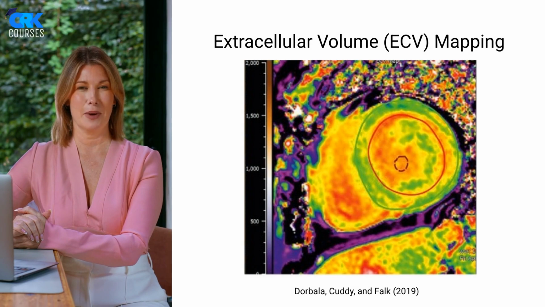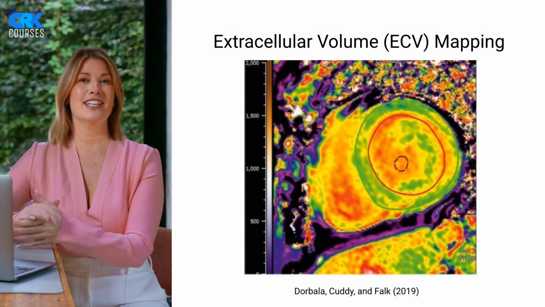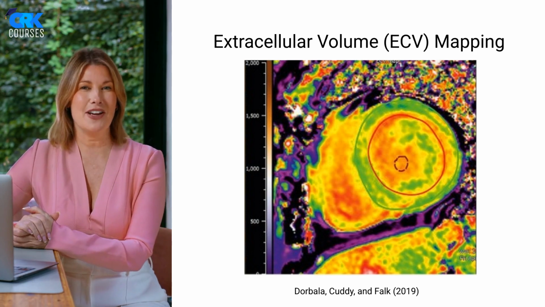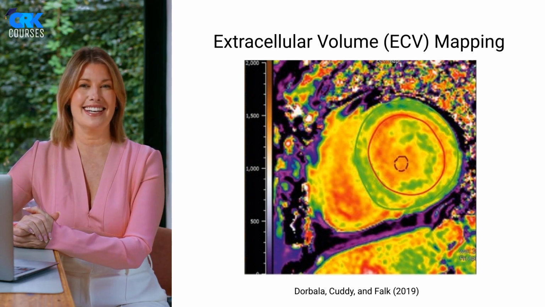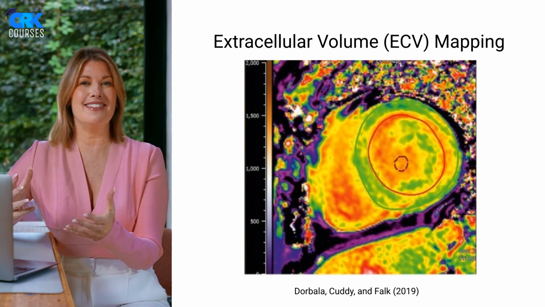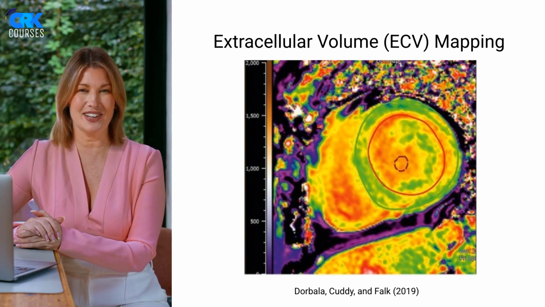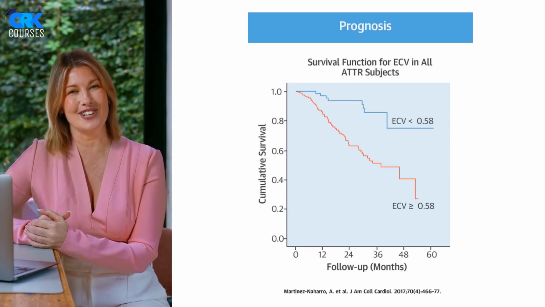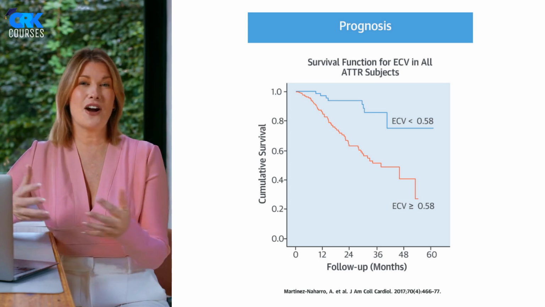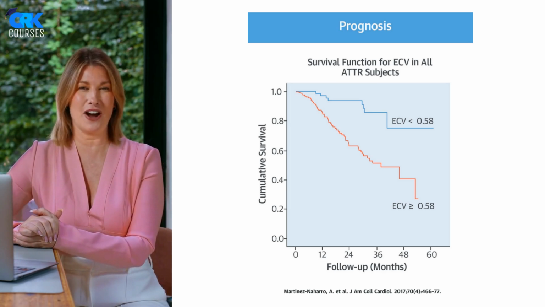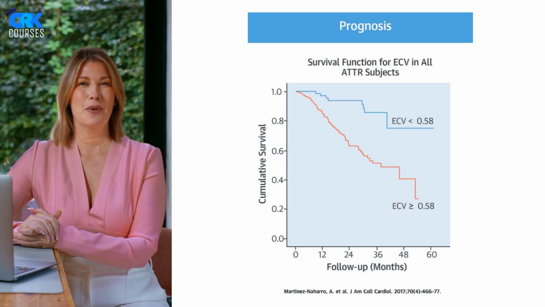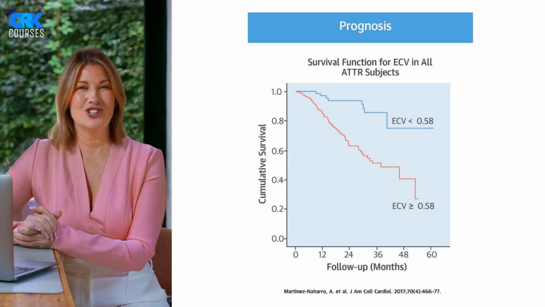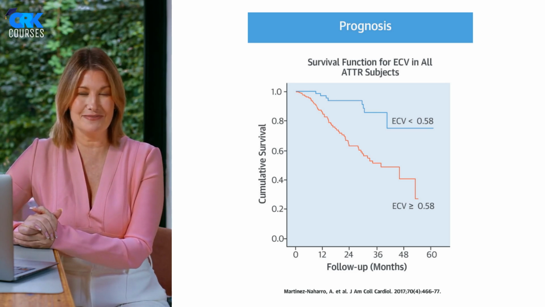Extracellular volume, ECV mapping. ECV, by contrast, is derived from pre- and post-contrast T1 values adjusted for hematocrit. It gives a direct estimate of interstitial expansion, and therefore amyloid load. In ATTR-CM, higher ECV values correlate with worse outcomes. As shown here, patients with ECV greater than or equal to 0.58 had significantly lower survival than those below that threshold. This makes ECV a key prognostic biomarker, and one that applies to both hereditary and wild-type ATTR.